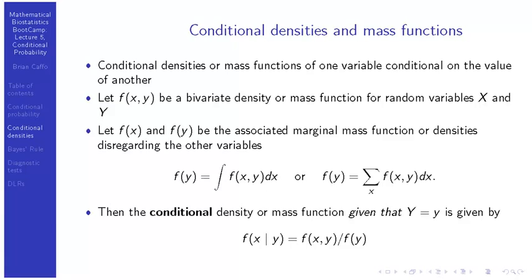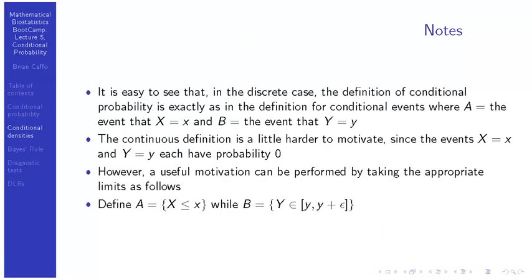f of x is the integral of the joint density over y, or the sum of the joint mass function over y. Well, the conditional density is exactly, say, for example, f of x given y is the joint density f of x comma y, or mass function, divided by the marginal f of y. It follows directly from the definition of conditional probabilities that we gave a couple of slides ago, and that we all agreed made a lot of sense. Let me elaborate on that point.